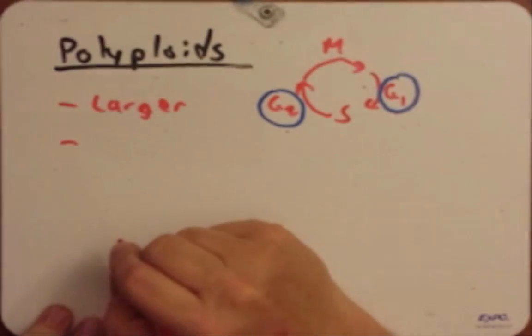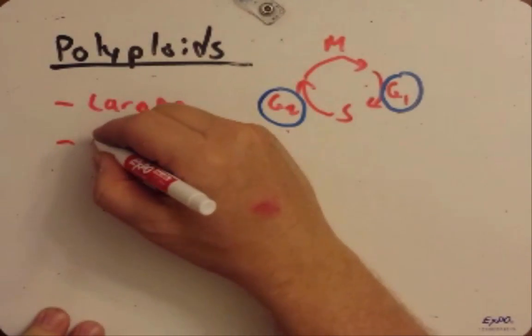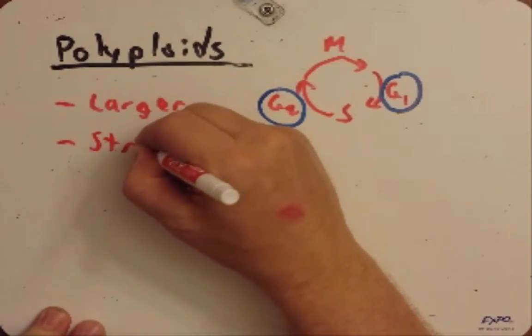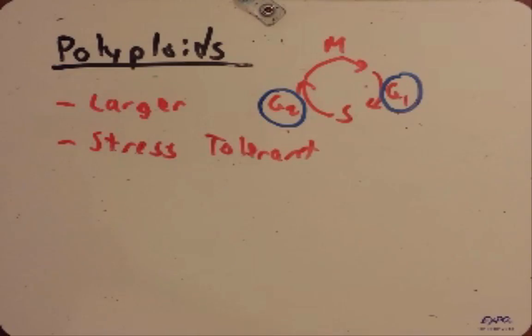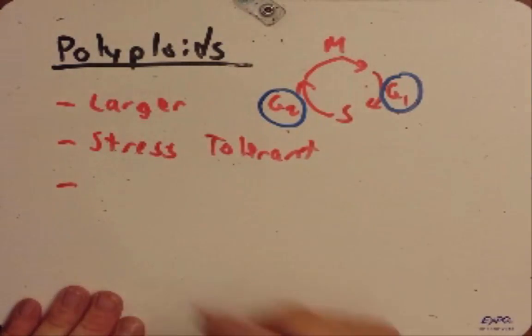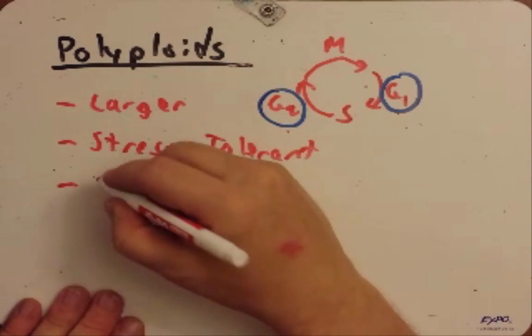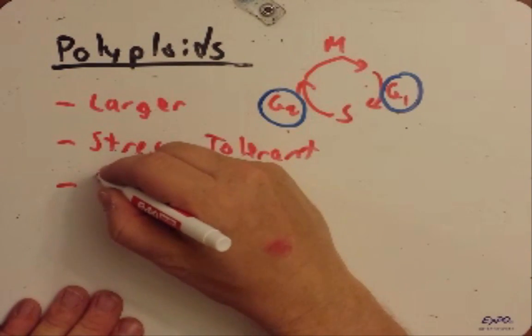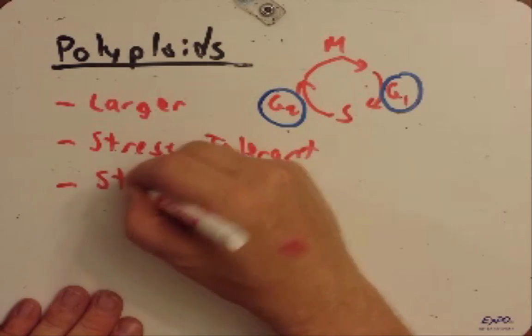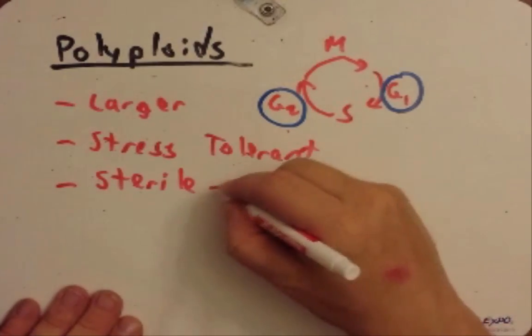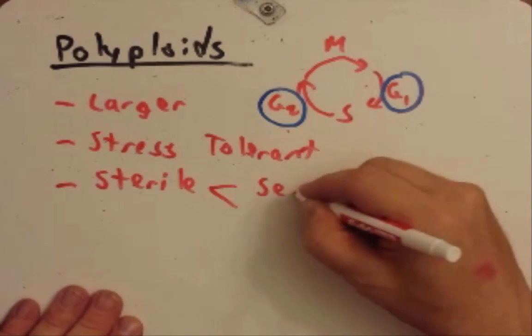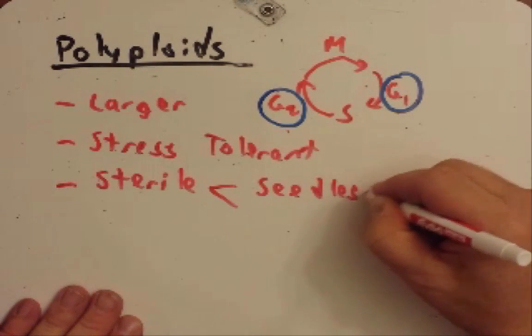Now this is something that helps the plants themselves, and that is they tend to be a little bit more stress tolerant. Now this other one, it's hard to imagine this is much of an advantage to the plant, but it's an advantage to us, and that is they tend to be sterile. And the reason that's an advantage to us is that's how we get seedless fruit.